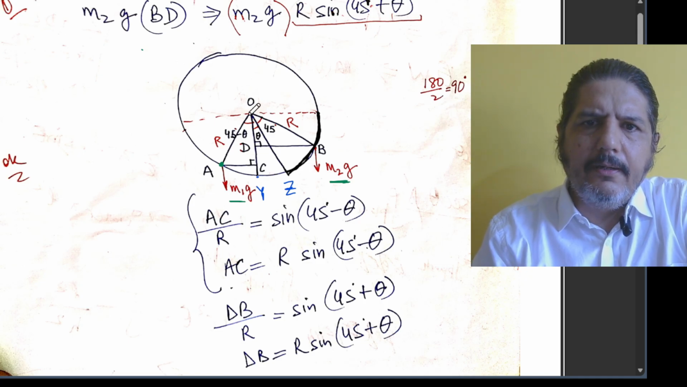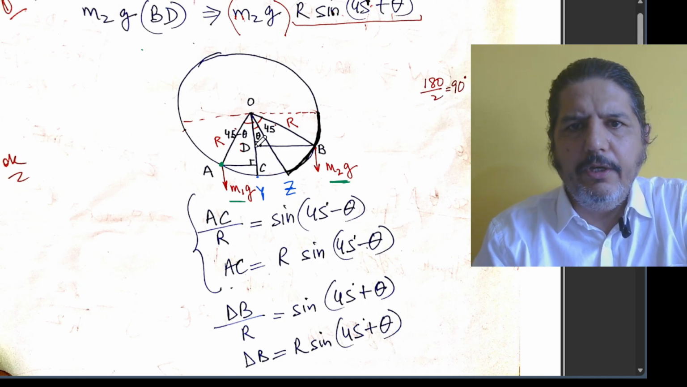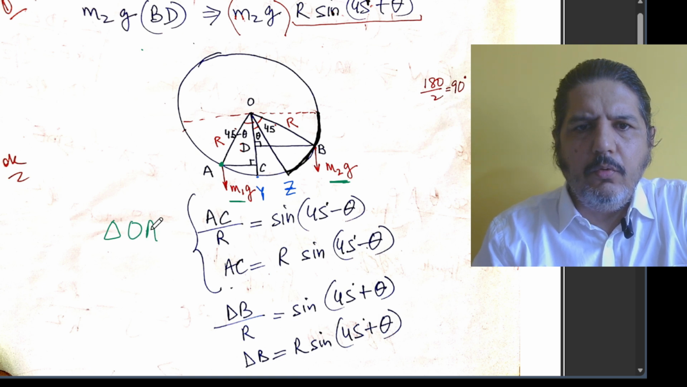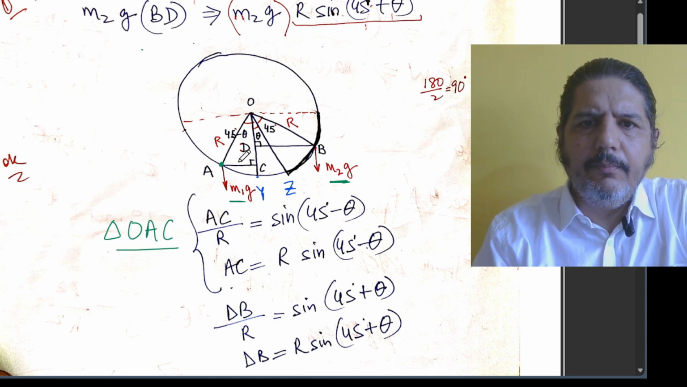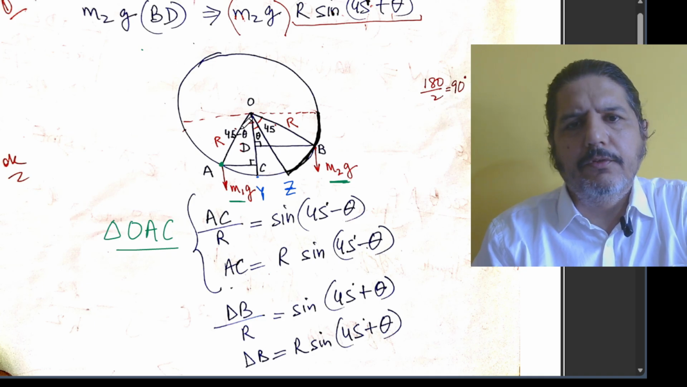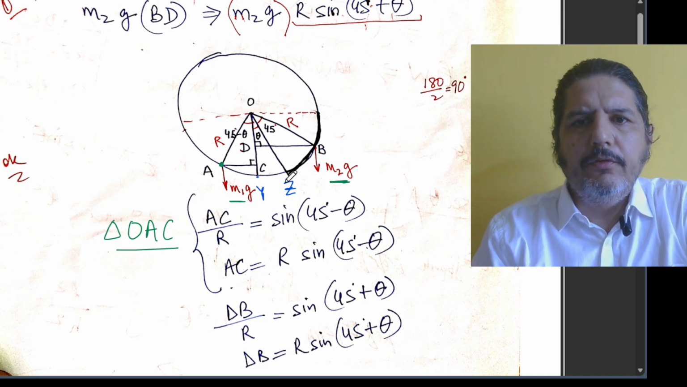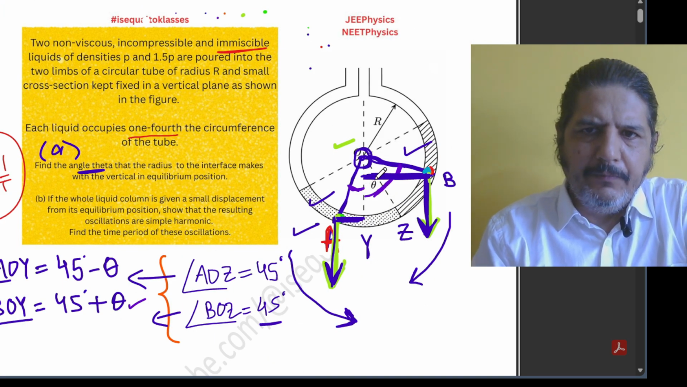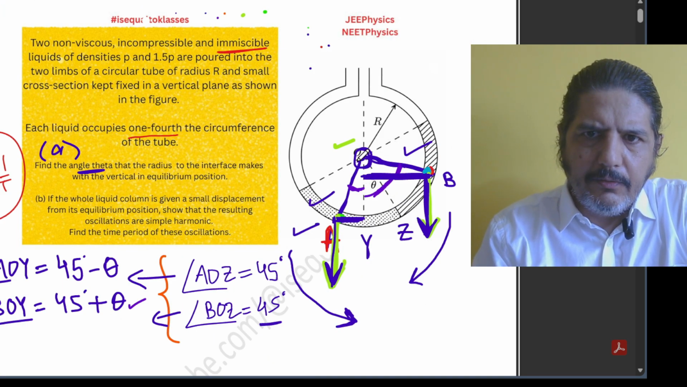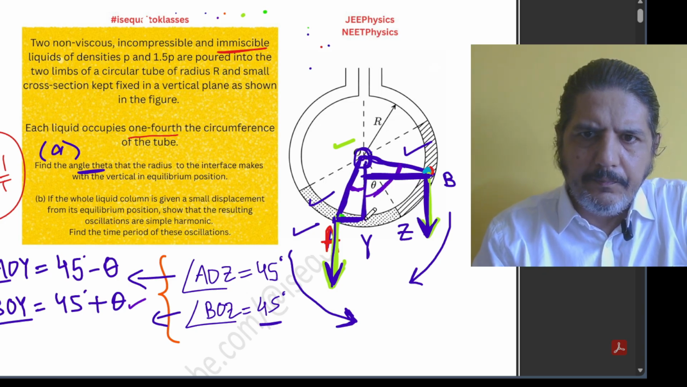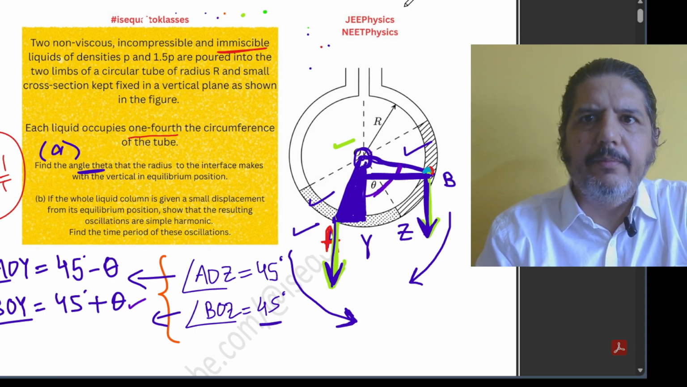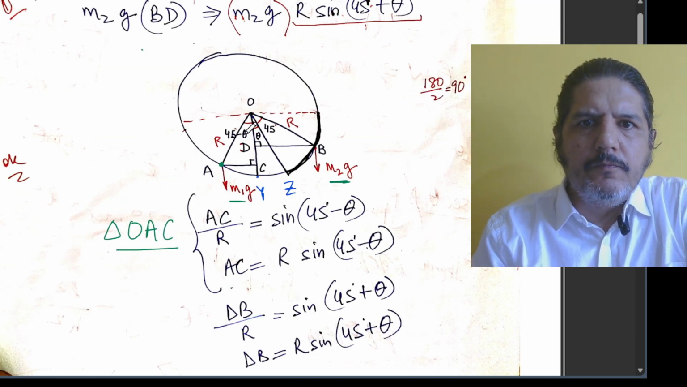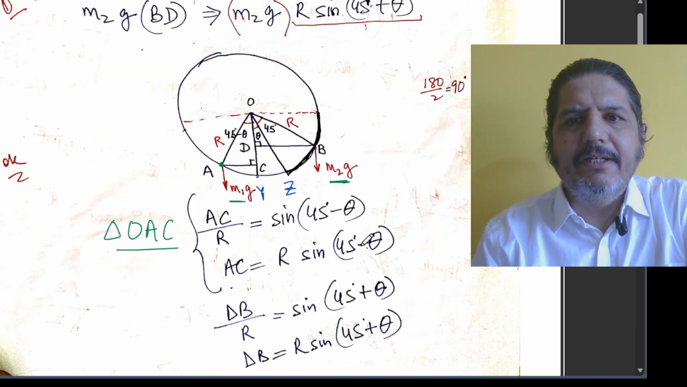Now I consider triangle OAC. See, perpendicular upon hypotenuse. The hypotenuse is the radius of the circle, which is r, so the perpendicular is r sine of 45 minus theta. We have calculated here that this angle was 45 minus theta. Basically, we are considering this triangle. So this angle is 45 minus theta, which is written here. So AC would be equal to r sine (45 minus theta).